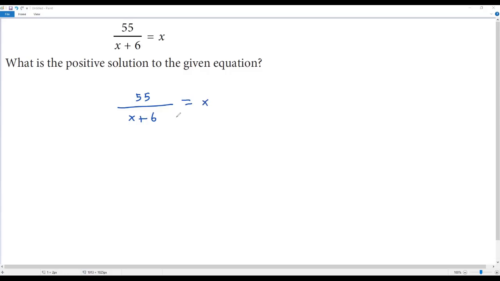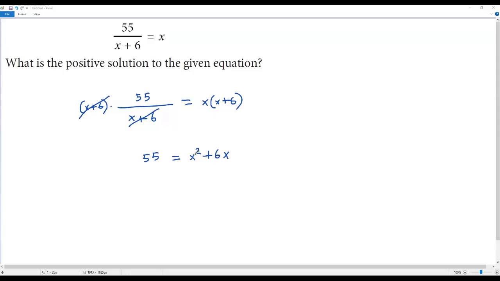To solve for x in this equation, my first work is to get rid of the denominator x + 6. For that, I have to multiply both sides by x + 6. So when I multiply both sides by x + 6, x + 6 will cancel out, and I'm just getting 55 on the left side. On the right side, I have to distribute this x to x and 6. Then I'm getting x² + 6x.